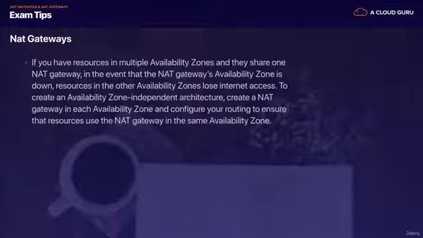And then finally with NAT gateways, just remember if you have resources in multiple availability zones and they share one NAT gateway, in the event that the NAT gateway's availability zone is down, then your resources in the other availability zones are going to lose internet access. So if you only have one NAT gateway in one availability zone and it is a single point of failure, you should always have a look at having multiple NAT gateways and create an availability zone independent architecture. And so you want to create a NAT gateway in each availability zone and configure your routing to ensure that resources use the NAT gateway in the same availability zone that they're in.